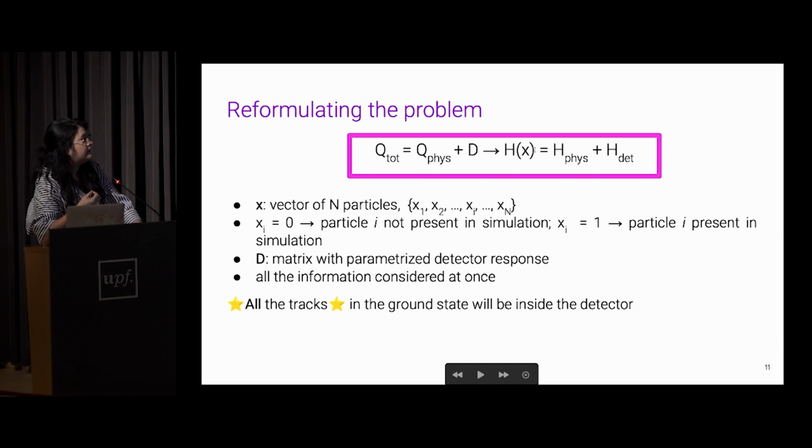And then, as I've said, you have a matrix where you parameterize the detector response. Because, yeah, you have to simulate it every time. It's true that it changes from event to event. The detector is a very complicated thing, and we all love it because it's so messy. But you can parameterize it, and it can give you pretty good results, even if you cannot get the full answer. So one very good thing about this formulation, this way to go about this problem, is that all the information would be considered at once. Very good. And then all the tracks would be directly inside the detector.